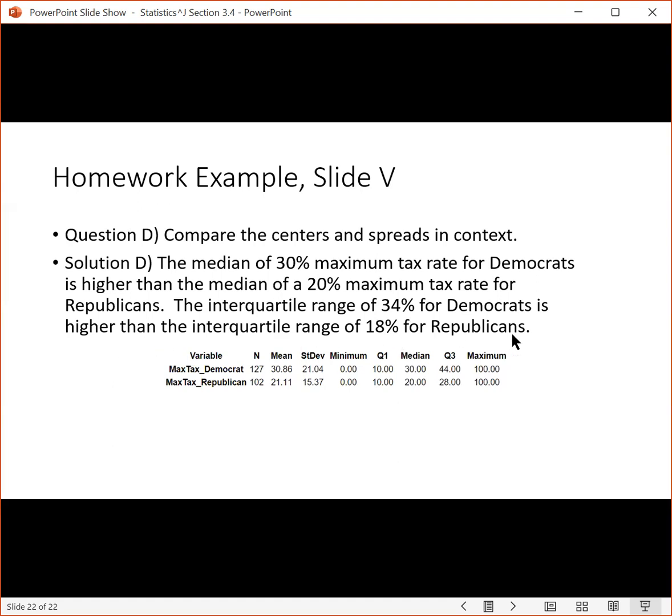And so what does that mean? It means amongst the Democrats, there is a wider spread of results. The distribution has more variability. There is more variability in the results than there is for Republicans. Republicans have a narrower range of taxation preferences.